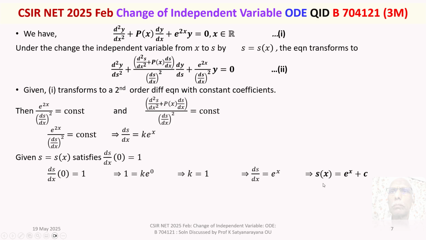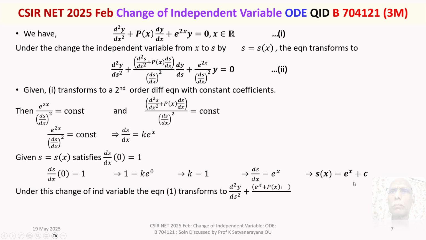Right. Under this change of independent variable, the given differential equation 1 transforms to d²y/ds² times (ds/dx)² plus d²s/dx² times dy/ds. Here ds/dx is e^x, and the second derivative is also e^x.